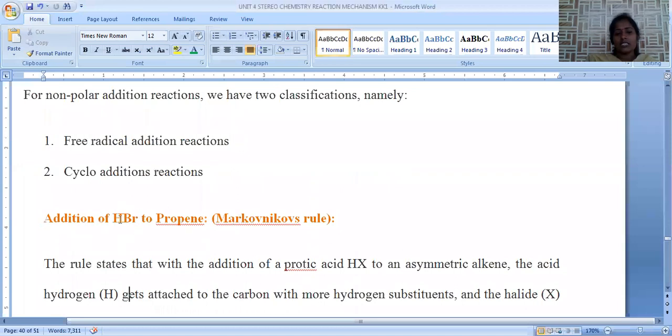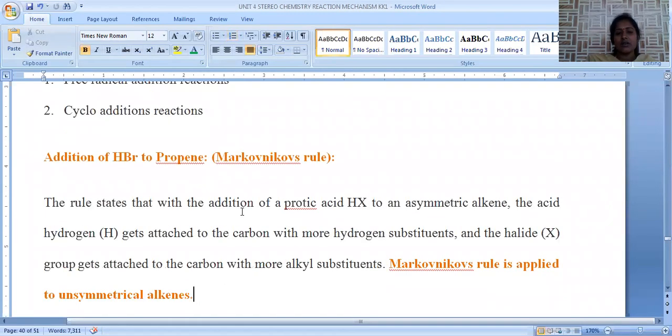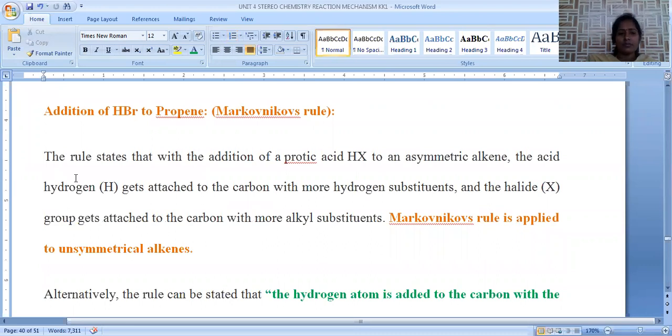Here, this formation of product is mainly governed by two principles. One is Markovnikov, second is anti-Markovnikov principle. These two are the named reactions. We will discuss one by one. This rule states that in addition of HX to an asymmetric alkene, acidic hydrogen is attached to the carbon having more number of hydrogens. This is very important to remember.